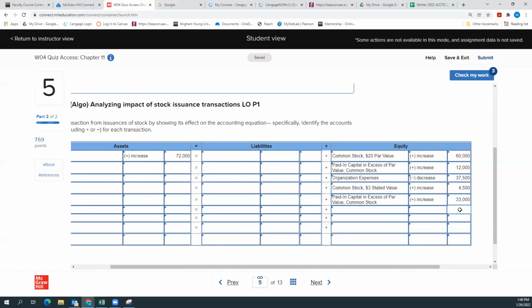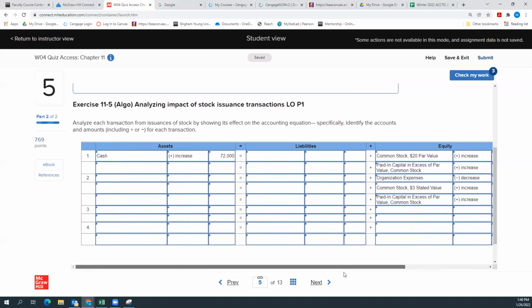So what we have going on here is our stock has a $4,500 stated value and $33,000 paid in capital in excess of that stated value, for a total of $37,500. And then it's paying for an expense, in this case, the advertising or marketing costs.